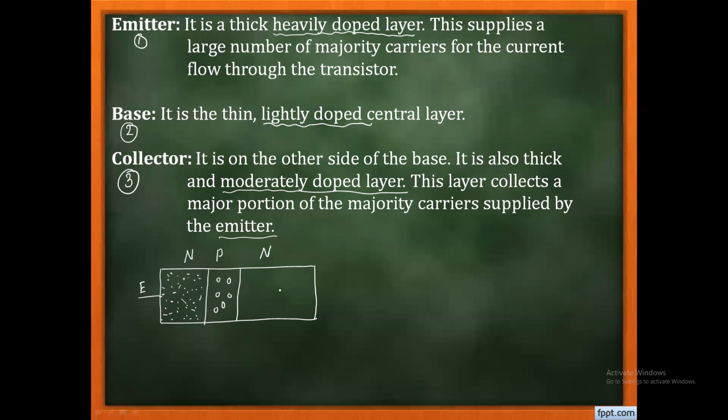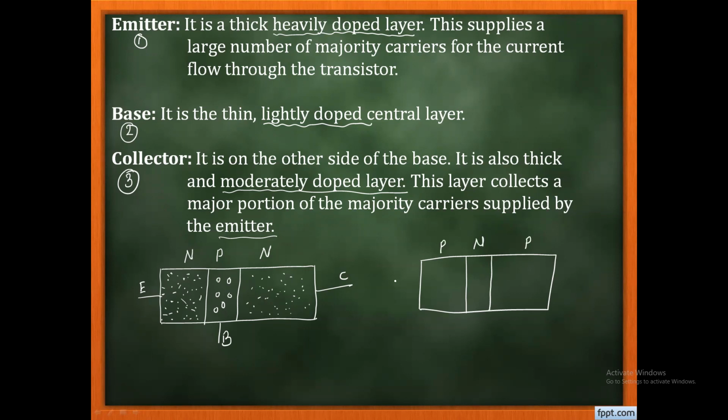And the doping of the collector is moderate, so the free electrons are present in this collector region, but as compared to the emitter region, the number of free electrons in the collector region is less because it is moderately doped. This is the base region, this is the collector region. If I want to draw the PNP type of transistor, then I can draw it like that. So P N P type of transistor. Now this is the emitter, which is heavily doped. It means that a large number of holes are present.